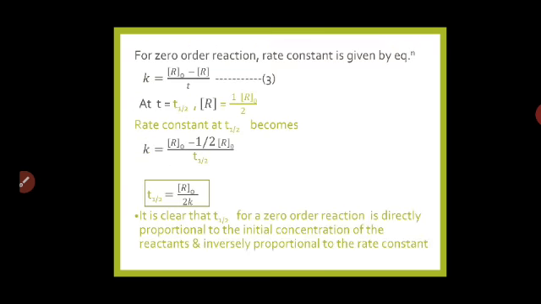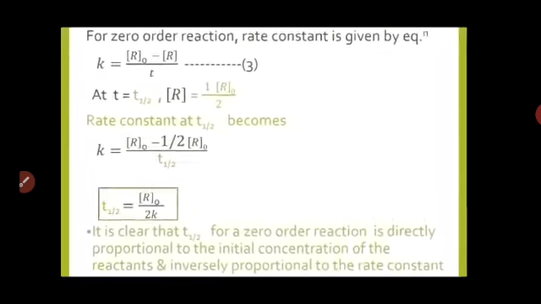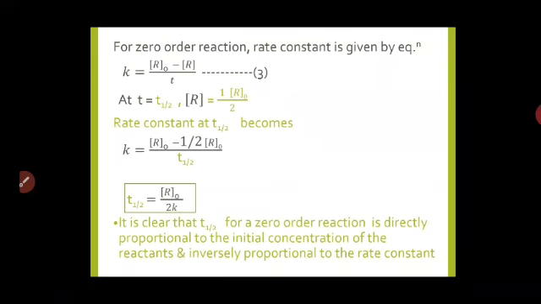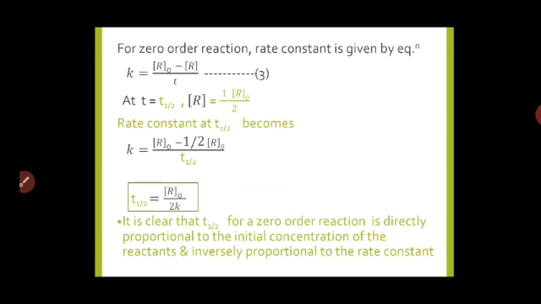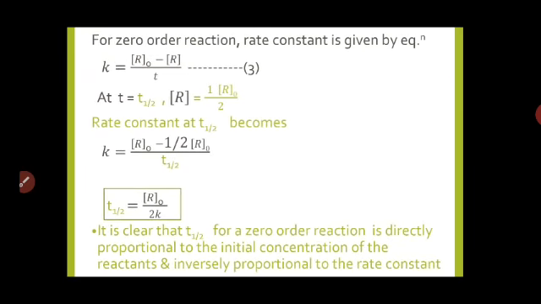Now there are two derivations, for zero order reaction and for first order reaction. So let us start with zero order reaction. Derivation for half-life period of zero order reaction. We know that the rate constant of zero order reaction is given as k = (R0 - R) / t. This is the integrated rate equation for zero order reaction. This we have already learned in the last video. If you want, you can go through the last video once again.